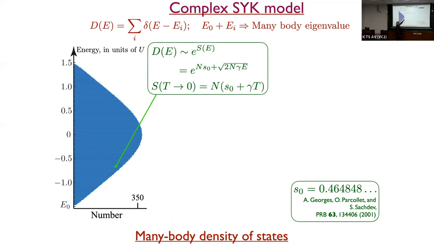Anyway, so this is what happens here. It seems like there is a zero temperature limit of the entropy, but it's not a violation of any law of thermodynamics, because it's a zero temperature entropy where you take the temperature going to zero after you've taken the thermodynamic limit, not the other way around.